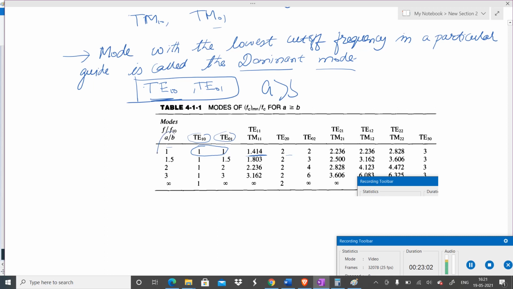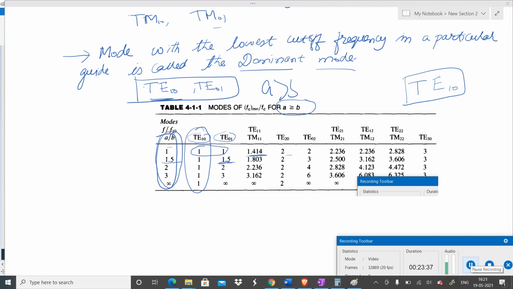But for any a by b, it is always TE10, which has the ratio 1, that is the dominant mode. For TE01, you see for a by b equal to 1.5, the ratio is also 1.5. So it means its cutoff frequency is 1.5 times that of the TE10 mode. So overall, for rectangular waveguides, whenever a is greater than or equal to b, TE10 is the dominant mode. That should be clear.